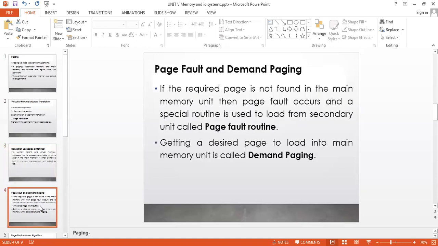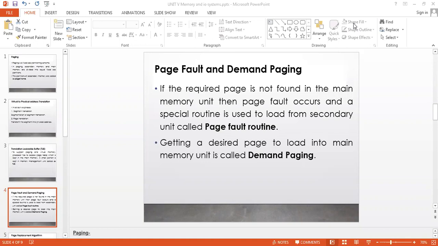So next one, page fault and demand paging. What is the meaning of page fault? If I am requesting one page or one instruction and it is not found in the memory unit, then automatically we can identify that a page fault has occurred. And we have to use some other routine to load the data for your page fault representation. It is called a page fault routine.